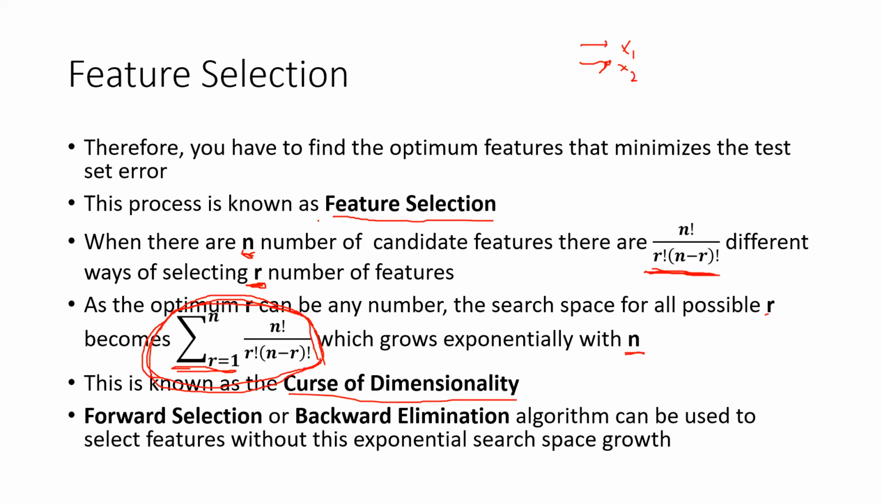So checking all the possible feature combinations is not possible because of this complexity, right? Because of that, there are some algorithms like forward selection and backward elimination, which you can use to get heuristic solutions. Heuristic means we are not searching all possible combinations, but we are searching intelligently, right? So these two algorithms can do it heuristically. That is what we are going to learn in this one.